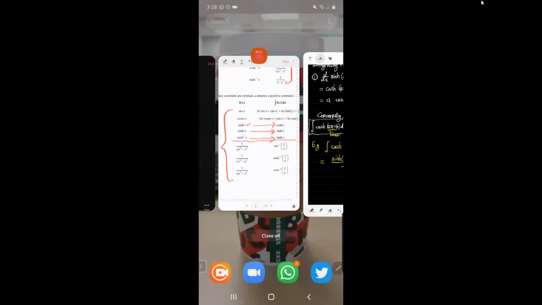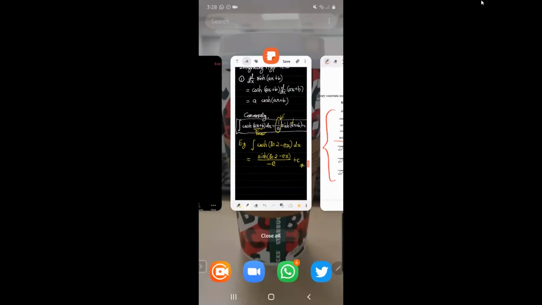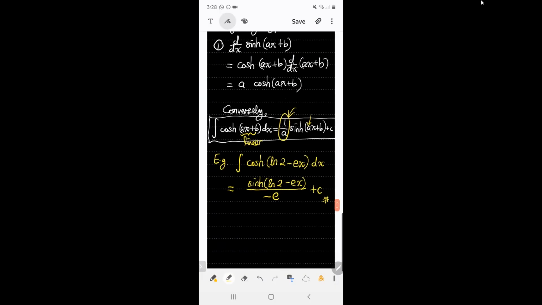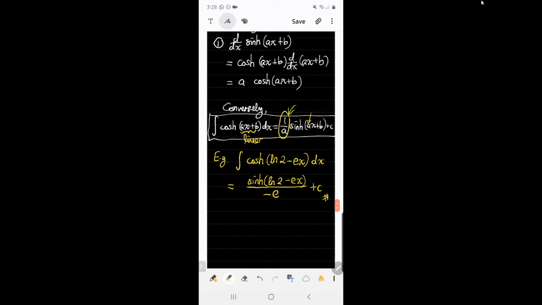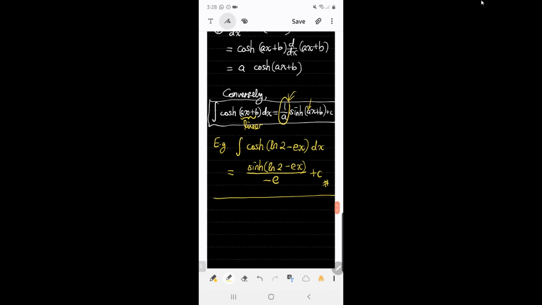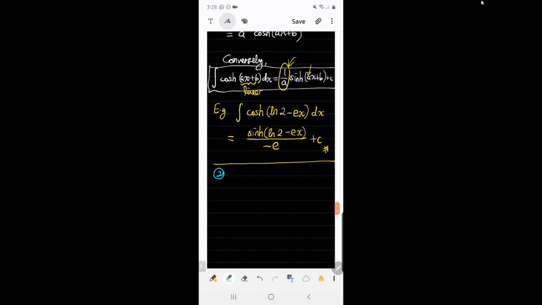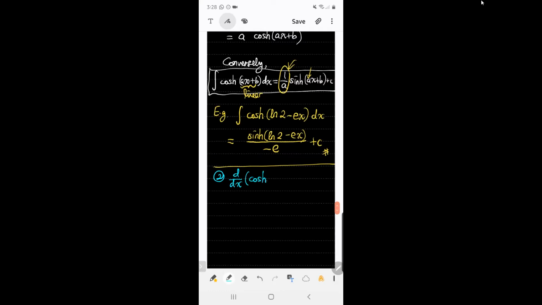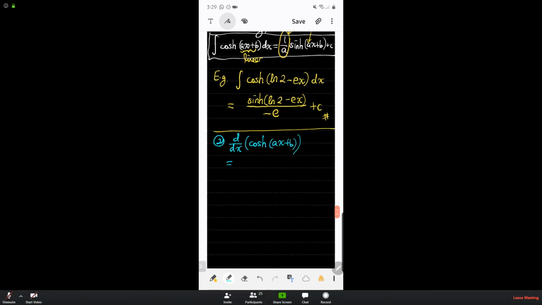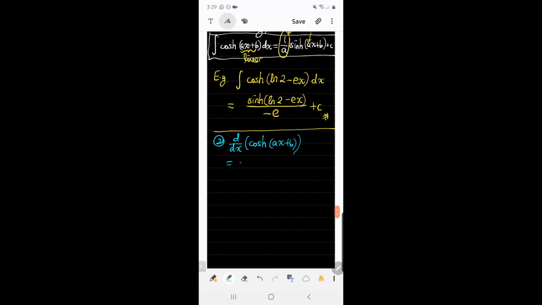Please take note, the formula given here is only cosh x, so the formula that I give you in this handout is actually the general formula. Now we go to the second part, the differentiation of cosh. When I ask you to differentiate cosh of ax plus b, what do you get? From the example above, I think you can roughly guess the answer. The result will be a sinh of ax plus b. Conversely, now I'm talking about the integration.